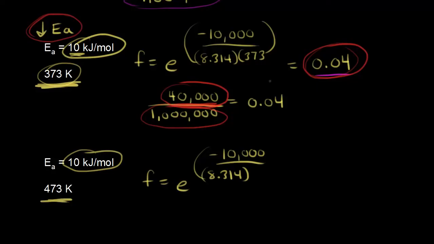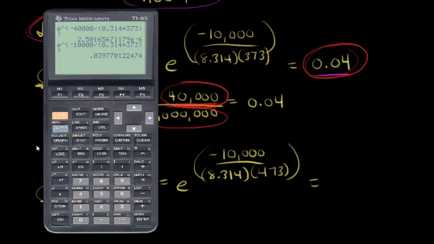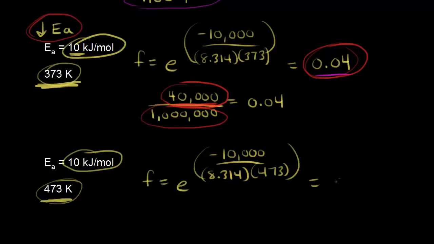8.314 times, this time it would be 473. So let's do this calculation. So e to the negative 10,000 divided by 8.314 times 473 this time. So we get, let's just say that's 0.08. So I'll round up to 0.08 here. So this is equal to 0.08.